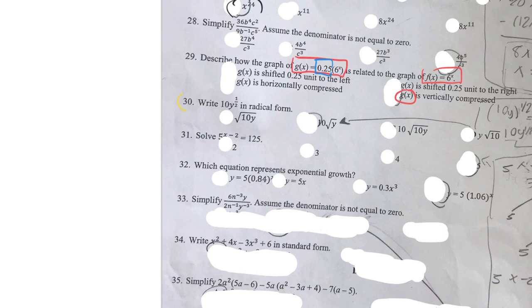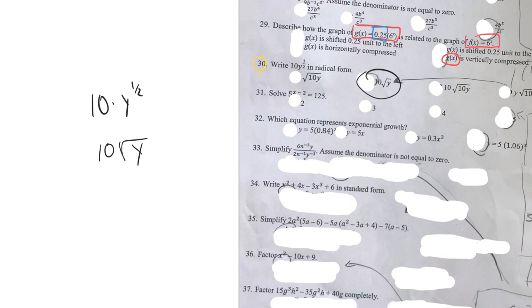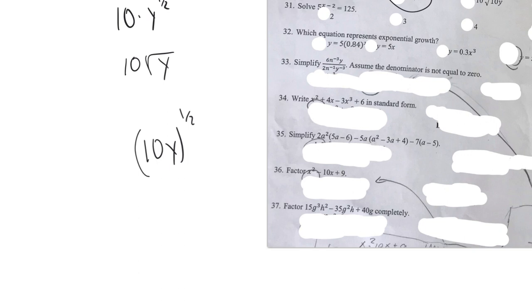Okay, looking at the next one, which is problem number 30. Write that in radical form. So we have a 10 times y to the 1/2. Now, it's important to recognize that that exponent of 1/2 is only being applied to the y. And it's the case that any time something's raised to the 1/2 power, it's really meaning that it's the square root of that thing. So this is going to be 10 square root of y, which is this one. Okay, now had that been 10y with a 1/2 on the outside of parentheses, well, then it would have been the entire thing square rooted. All right, so that's just another example.